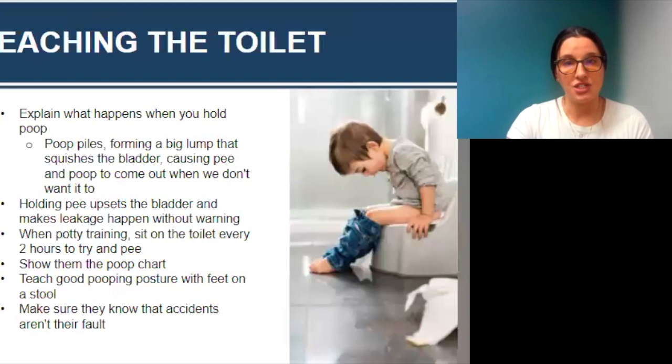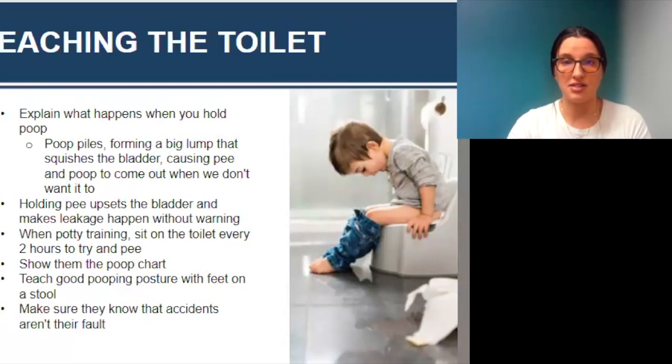And then when you're teaching the toilet, you can explain what happens when you hold pee and poop. So poop piles forming a big lump that squishes the bladder, causing pee and poop to come out when we don't want it to. And then holding pee can upset the bladder and make the leakage happen without warning.